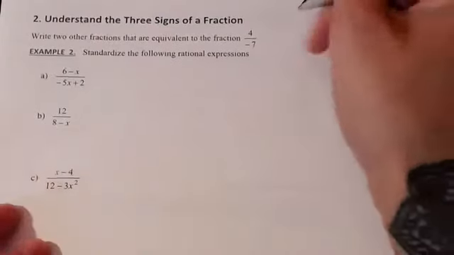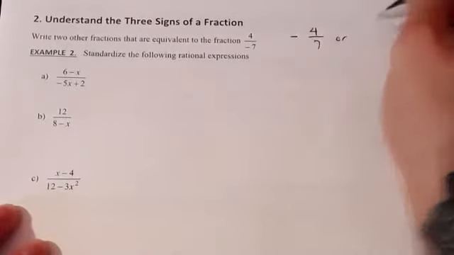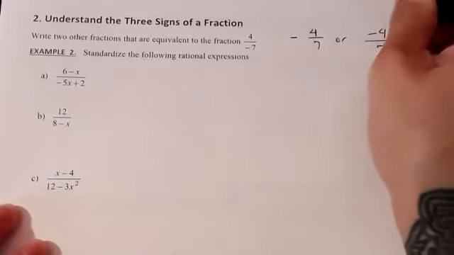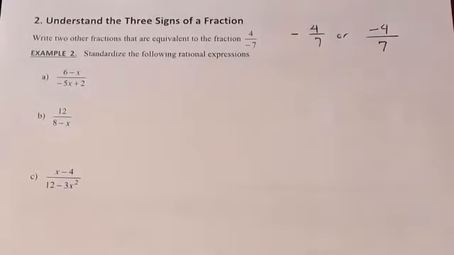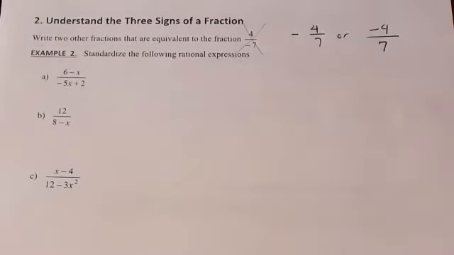So in essence, we rewrite it so that it becomes -4/7 or 4/7 with the negative in front. Those are two other forms that we actually prefer over leaving the negative in the denominator. So I'm actually going to cross off 4/-7 so that it pushes us to say, let's bring the negative either up top or in front of the fraction. Okay. Standardize the following rational expressions.